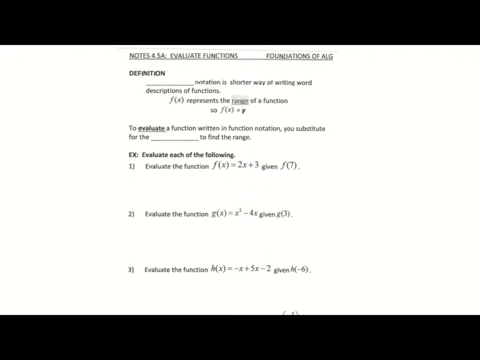Our next section is on evaluating functions, and when we evaluate functions, we use something that's called function notation. Function notation is a shorter way of writing word descriptions of functions. So our f of x, that's how you read this right here. This little symbol means f of x. That's how we read it. And this is an arrow here, even though it doesn't look like one.